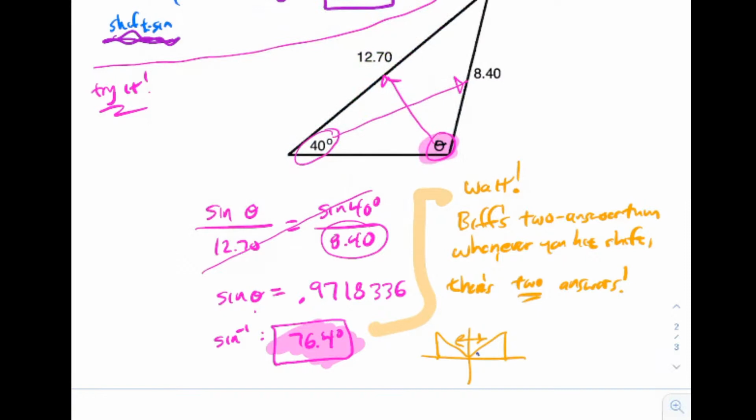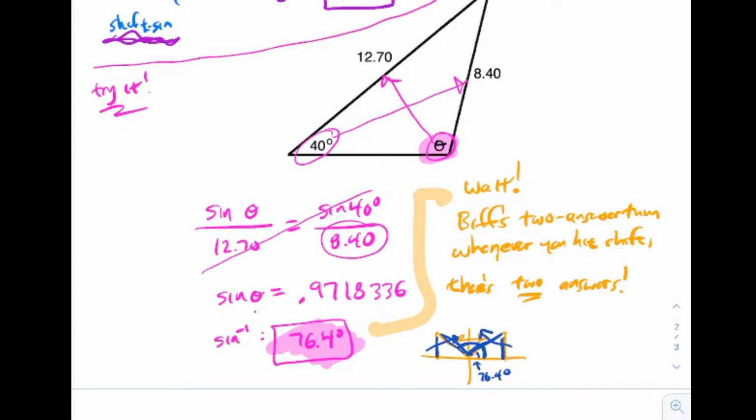the sine of this angle is here. The sine of this angle comes out to be exactly the same thing. This height's the same as this height. This thing's the same as this thing. So the sines must be the same. So this angle and this angle both have the same sine. So this angle is 76.4 degrees. Question is, what's this one?